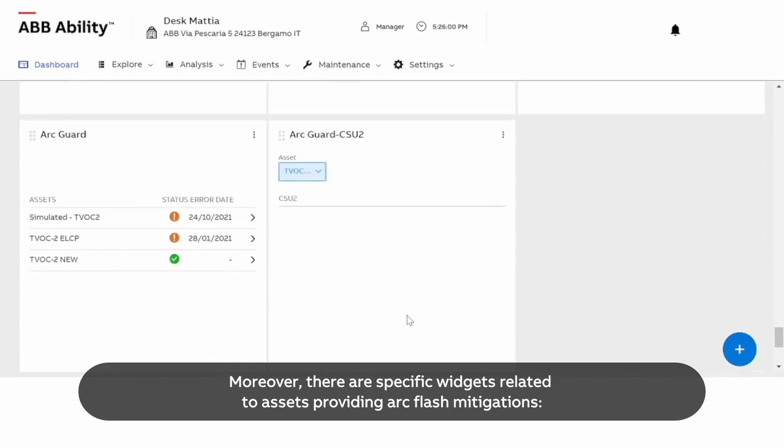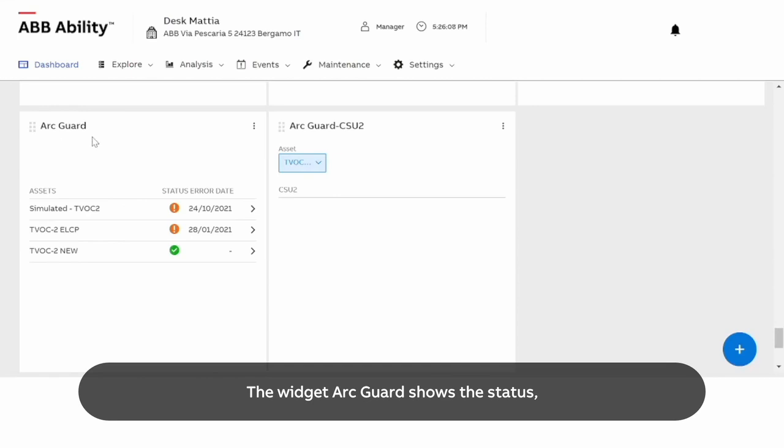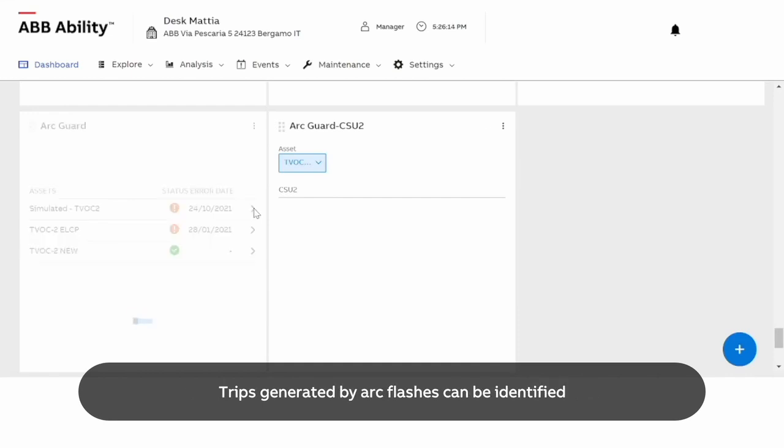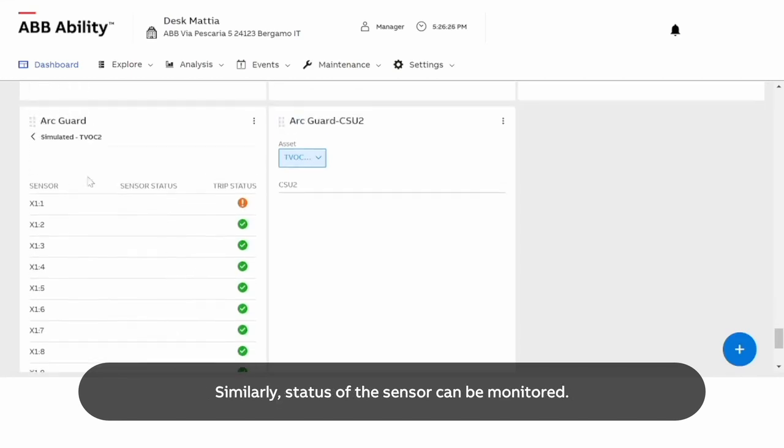Moreover, there are specific widgets related to assets providing arc flash mitigations. The widget Arc Guard shows the status, ongoing and previous events generated by your TVOC2. Trips generated by arc flashes can be identified by location of the detector and errors are presented for diagnostic purposes. Similarly, status of the sensor can be monitored.